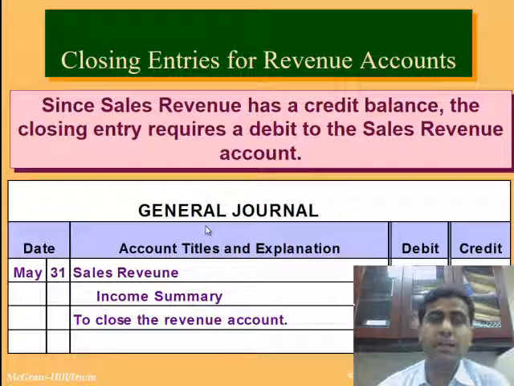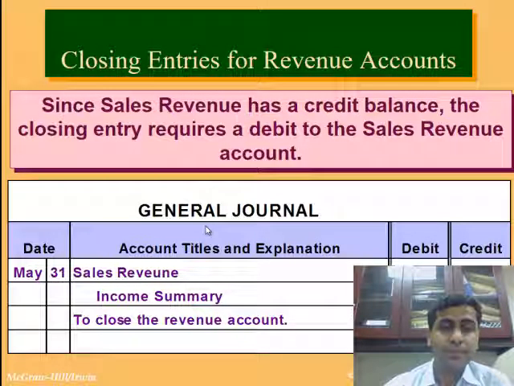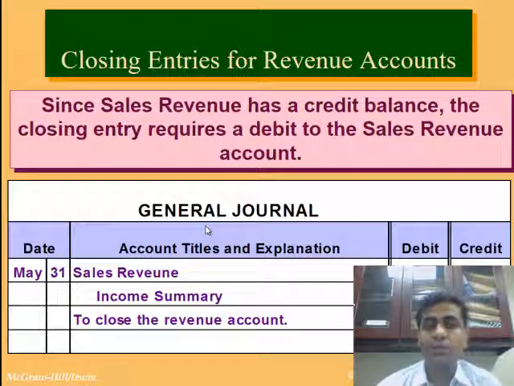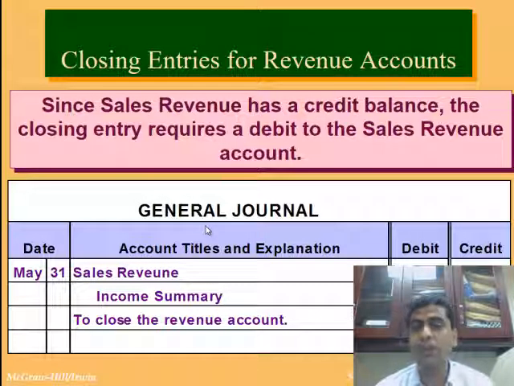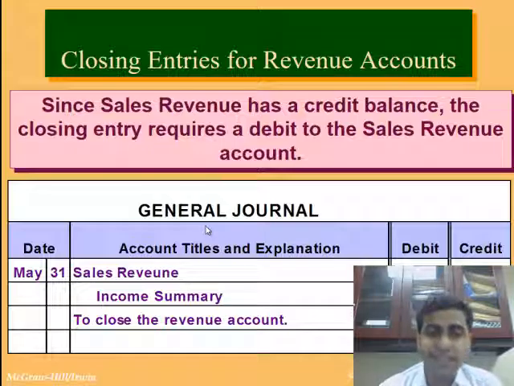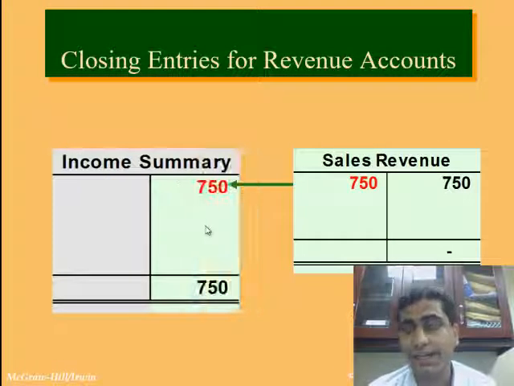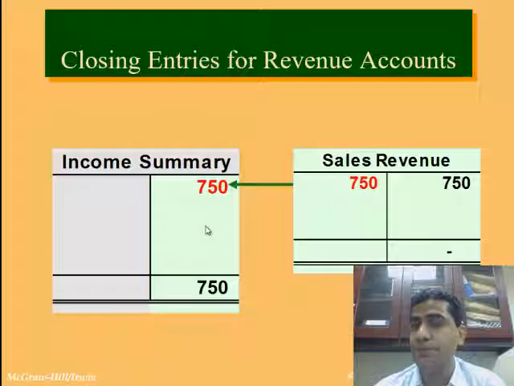Here we see how the sales revenue is closed. If we recall, the sales revenue's normal balance is in the credit, so we will debit the sales revenue in order to close it, and we will credit the income summary. We can see here that the normal balance of sales revenue was 750, and we debited it in order to close it, and the balance of the income summary becomes 750 on the credit side.